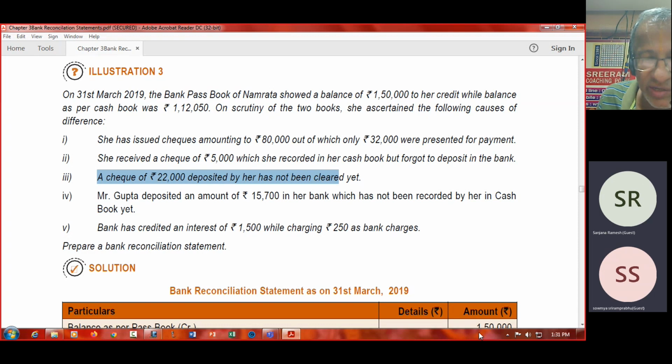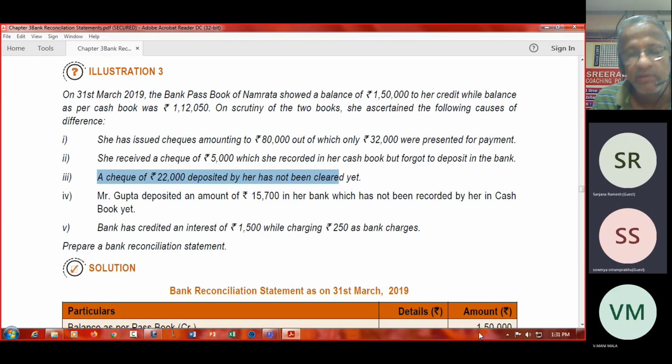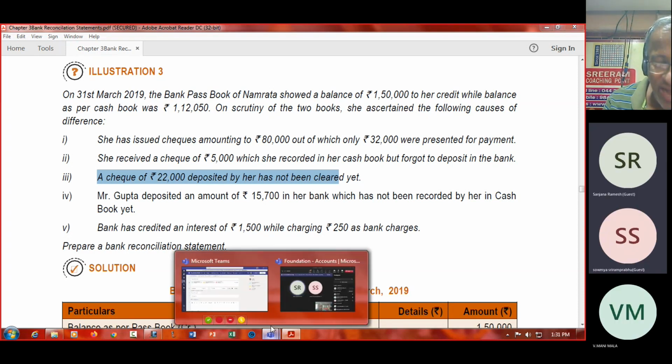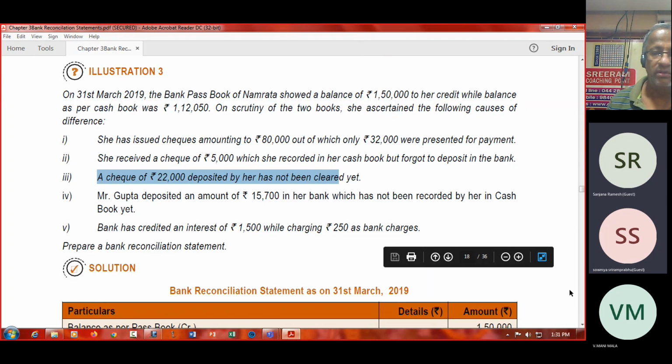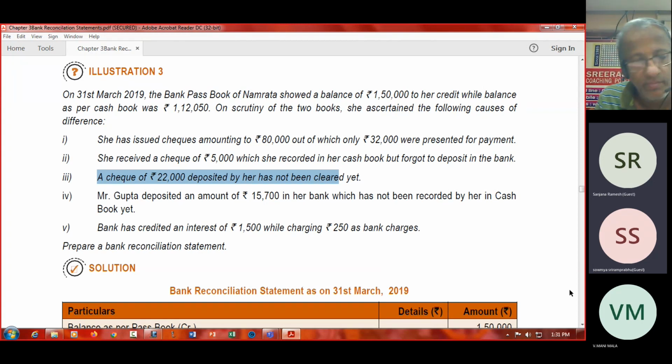Item number 5. Bank has credited an interest of 1,500 while charging 250 as bank charges. Yes, Sanjana, there are two items: an interest which got credited, and 250 for bank charges which got debited. Sir, both will be appearing in the passbook. Very good. 1500, which side of the passbook will it appear? Debit side.